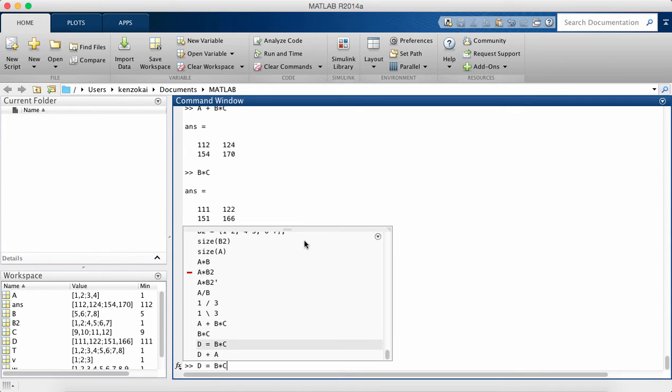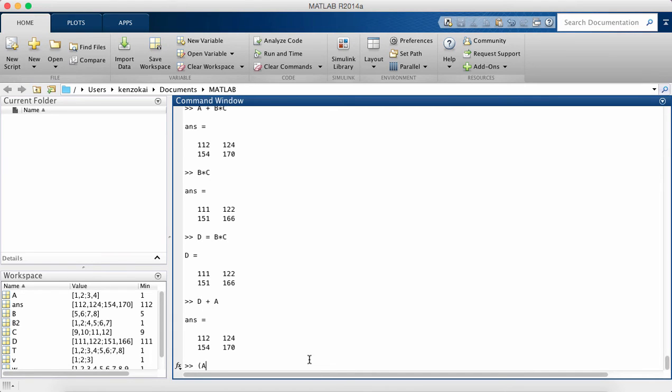If I wanted the addition to happen first, I would put parentheses around them. So we can confirm that what happened in the parentheses came first.